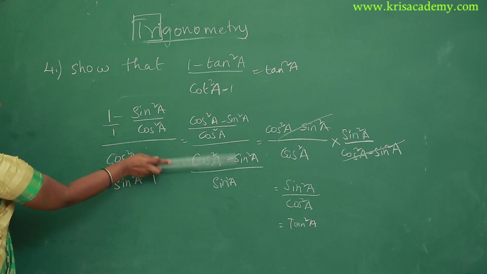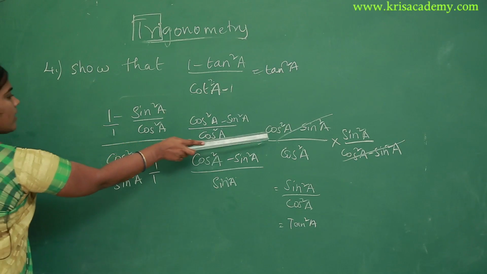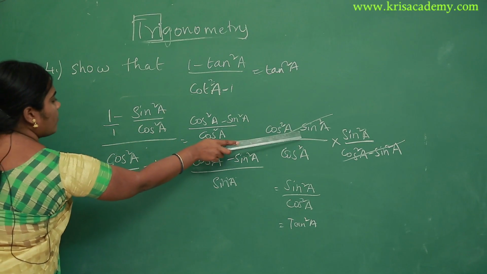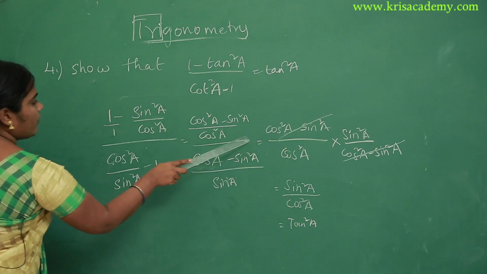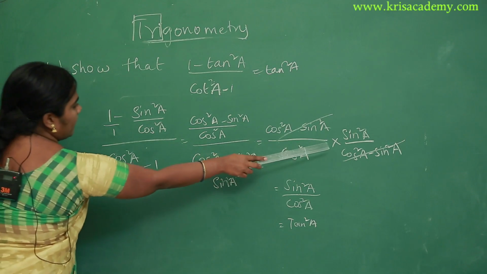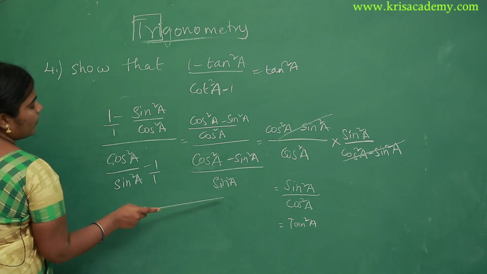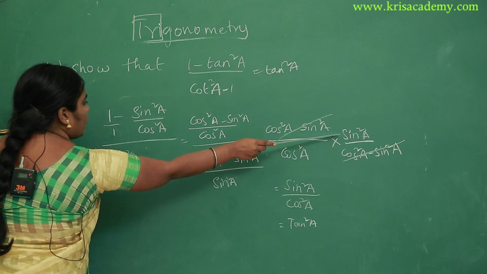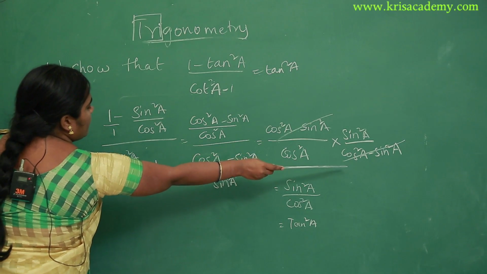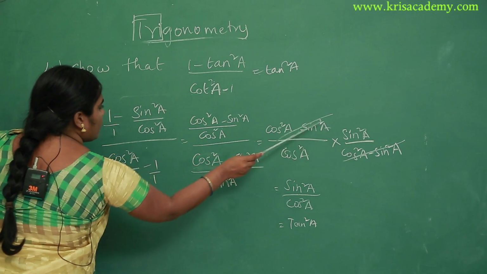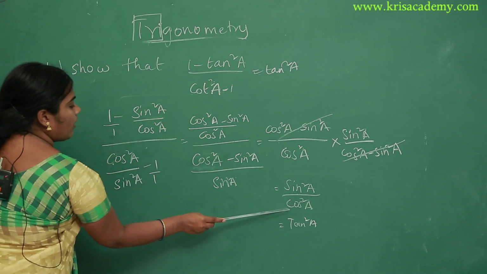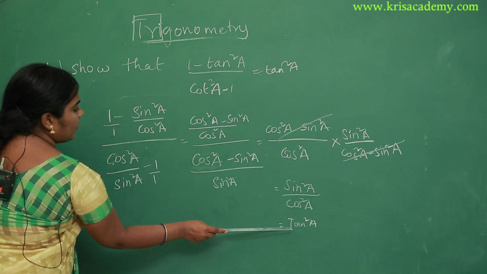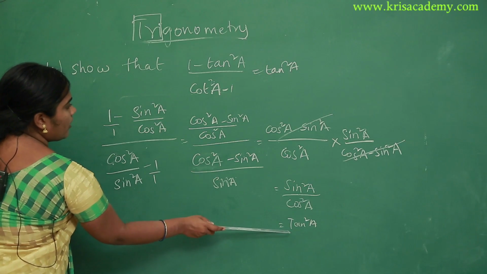Now we are dividing two fractions. The numerator we write as it is: (cos square a minus sin square a) by cos square a. Division reciprocal sign is multiplication. Now the second fraction will be reversed. Sin square a will be the numerator, cos square a minus sin square a will be in the denominator. These both will get cancelled. Sin square a by cos square a, we already learned the trigonometric ratio, that is nothing but tan square a, which is your RHS.